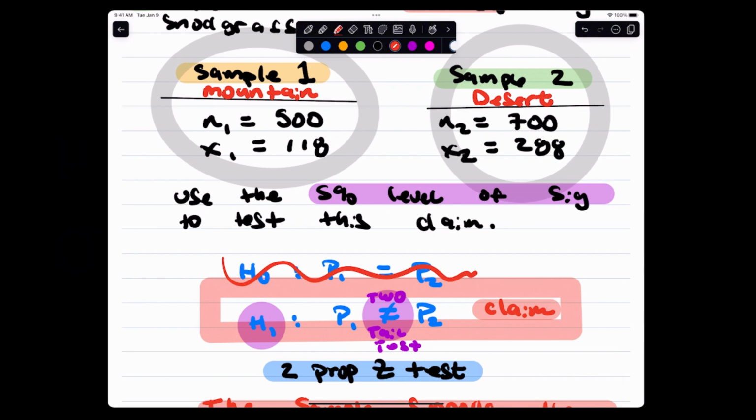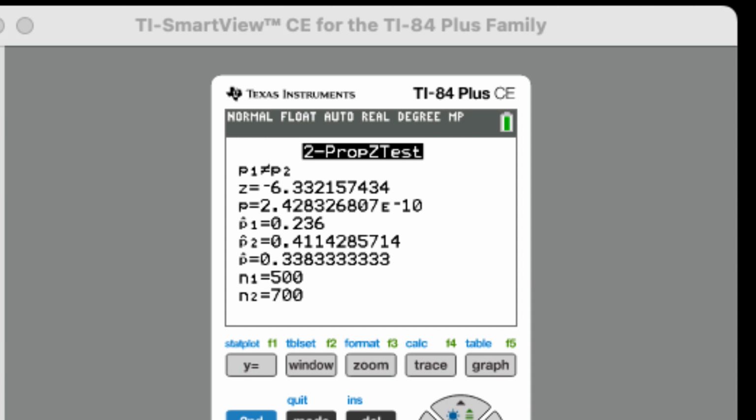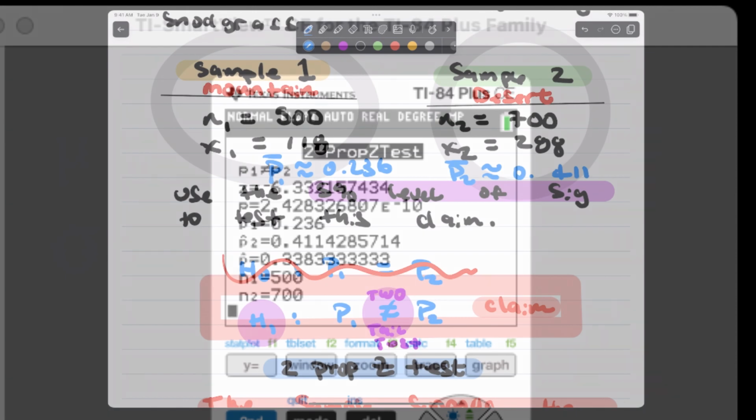And more importantly, if I go back to the calculator and I want to look at some details, do you guys know what the sample proportion is for the first sample? Do you guys see that P1 in the TI? That P1 with that hat is your sample proportion. It's 0.236. What is P2? That's 0.411, okay?